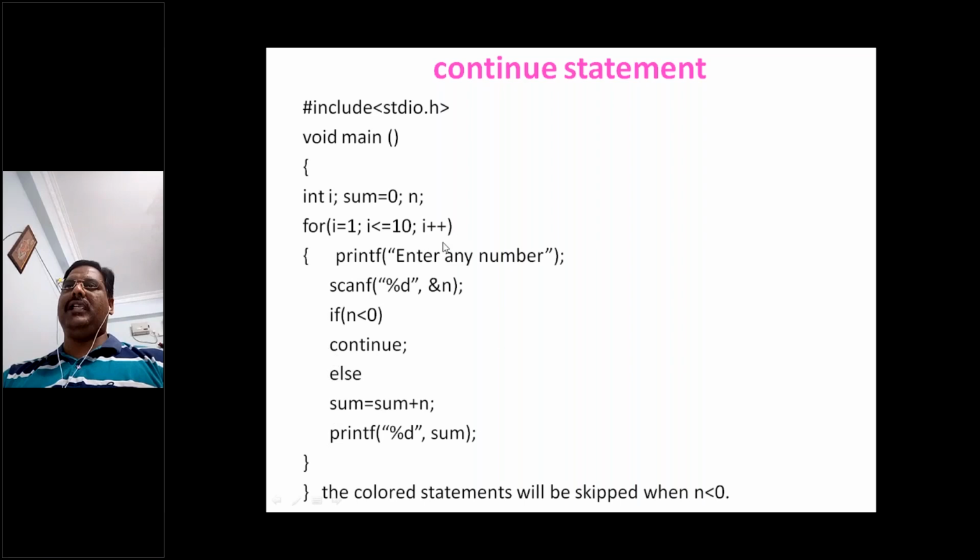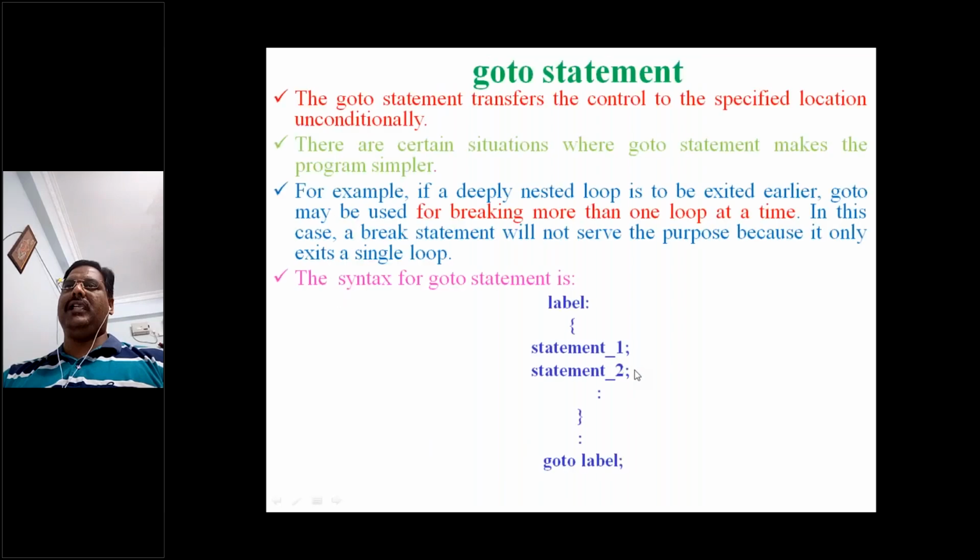So that's what will immediately happen. It will go back and check the condition once again. Then it will go on printing the remaining values that we provide. So this is how the continue statement works.